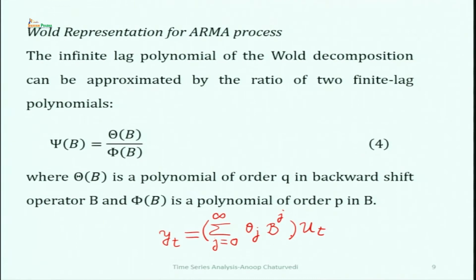So, here summation j equal to 0 to infinity theta j B to the power j is a polynomial of infinite degree in B. So, it is actually an infinite polynomial. Then this infinite polynomial can be approximated by the ratio of two finite polynomials.